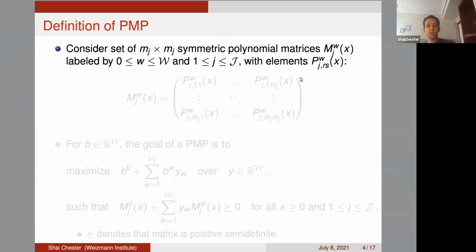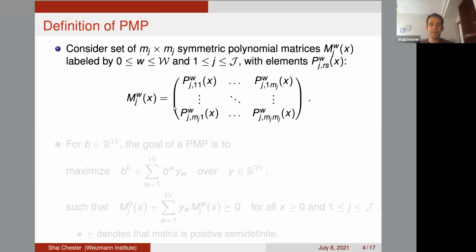Okay, so now let's introduce the first quantity in this lecture, which is going to be the polynomial matrix program. So this will be a little bit abstract, but you'll see in a moment how this connects through the ingredients from the previous slide. So let's consider a set of mj by mj symmetric polynomial matrices, M^{w,j}(x), which have two labels. So w goes from 0 to big W, and j goes from 1 to big J.